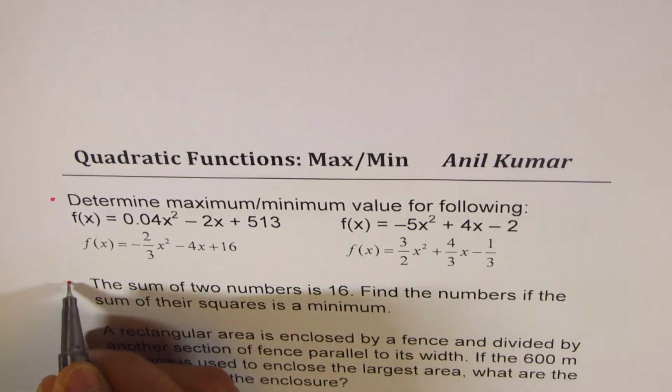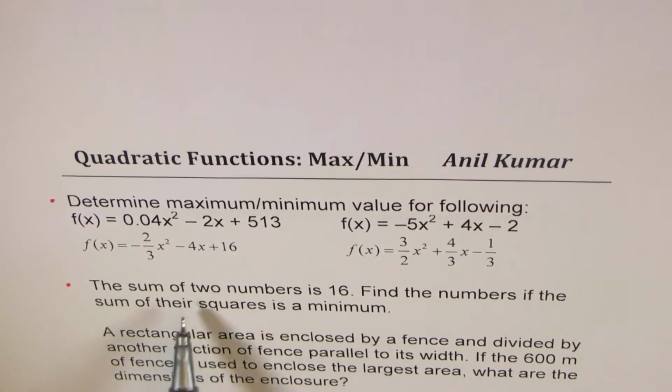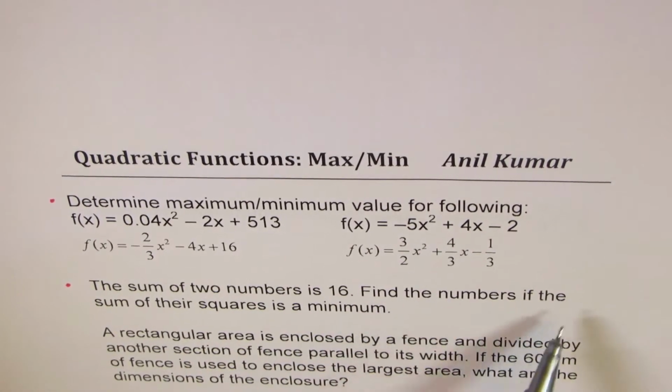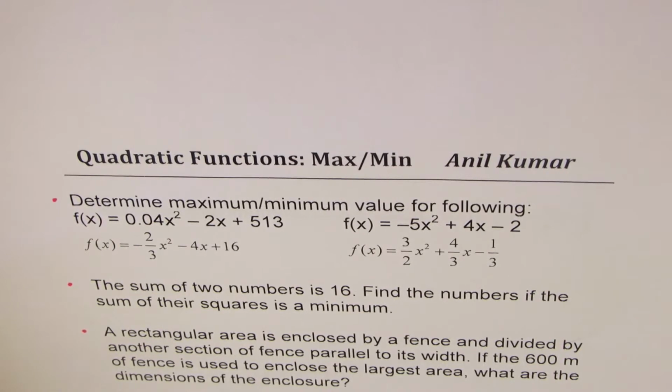Now we have a word problem here, which is regarding sum of two numbers. Find numbers if the sum of their squares is a minimum. And then we have another word problem which is very popular regarding the fence, right? So we are given an enclosure with a partition and perimeter of 600 meters. You need to find dimensions which will give largest area.